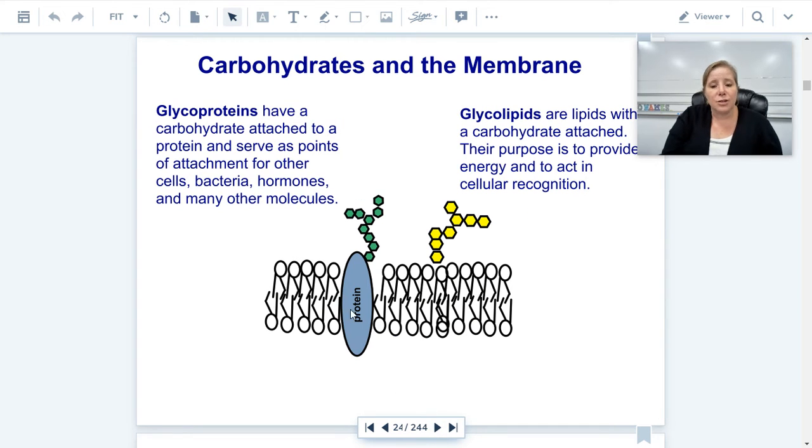So here is an integral protein. Attached to it is a glycoprotein. It's a carbohydrate that is attached to the protein, and it acts as a point of attachment for other things: cells, bacteria, hormones. It's a signal, it's an attachment area. The glycolipids are going to be attached to the actual membrane, and their purpose is to provide energy for the cell and act in cellular recognition. So it gives energy to the cell and says, hey, come on over.